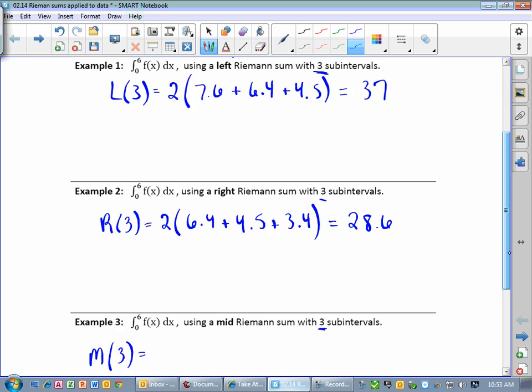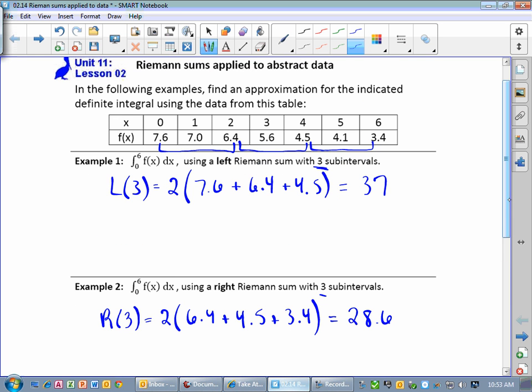But could I break it into 4 subintervals? Well, is 6 divisible by 4? No. Since I have data for 6 points, I can't divide by anything other than divisors of 6, right? So I can do it into 2, I can do it into 3, and I can do it into 6, right? That's the general idea. Or I could do one big interval, and then my left would be this, my right would be this.